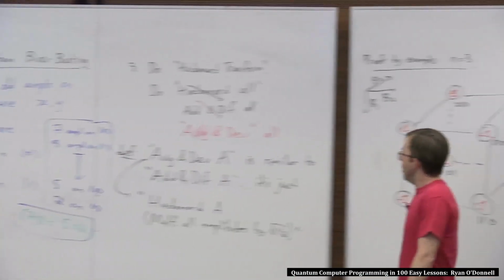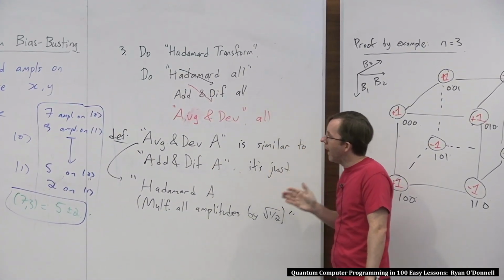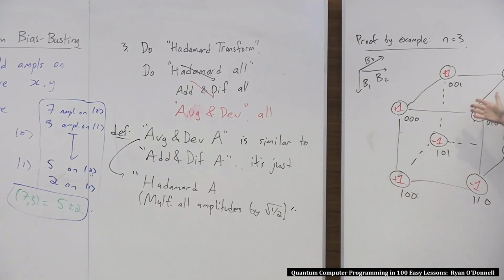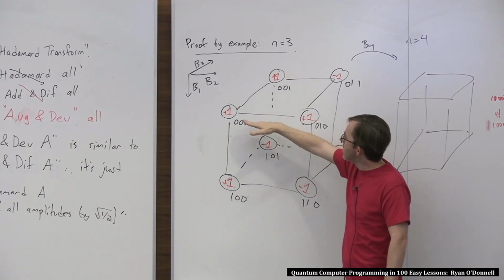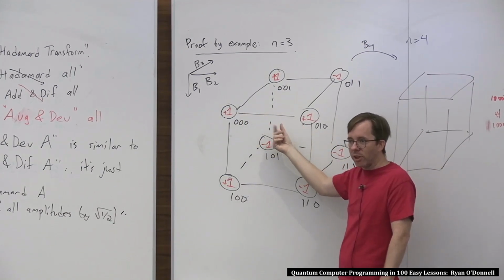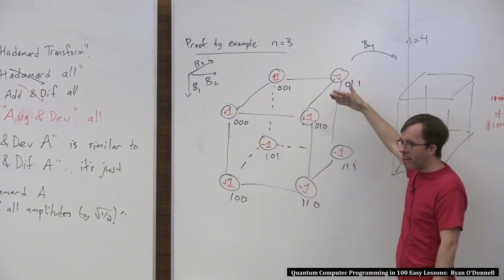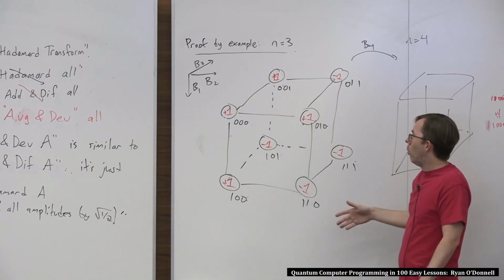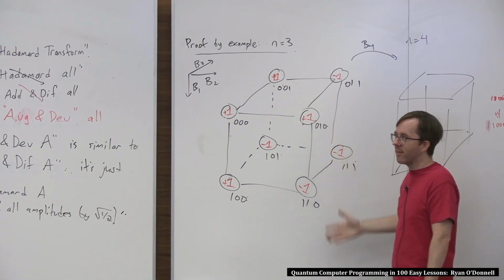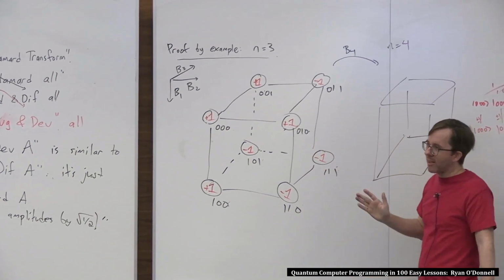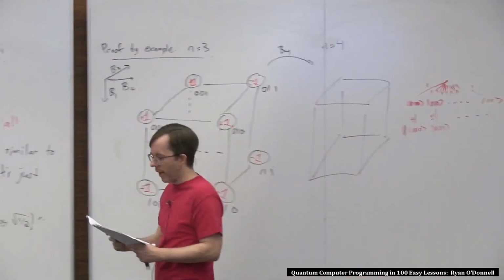Okay, so now we're going to do this Hadamard transform. And it takes all these plus and minuses. It organizes the edges in the horizontal way and does average and deviation. Then it organizes them in the vertical way and does average and deviation. Then it organizes them in the in and out way and does average and deviation. What the heck is the result? That's what we want to figure out. What happens when you do this? Why are you doing this? It's because somebody told me, trust me, it'll be a good idea. But what happens when you do this? That's what we want to answer.